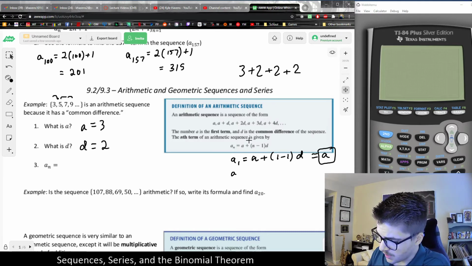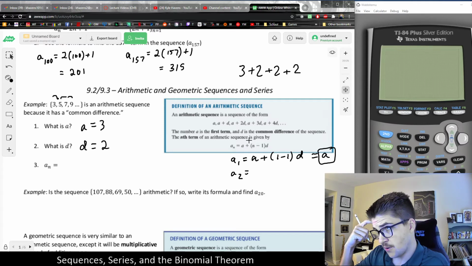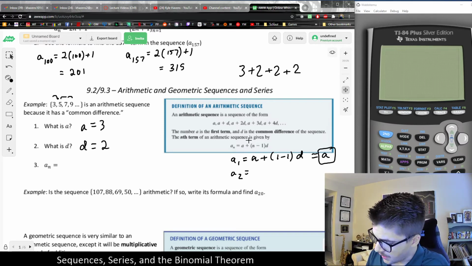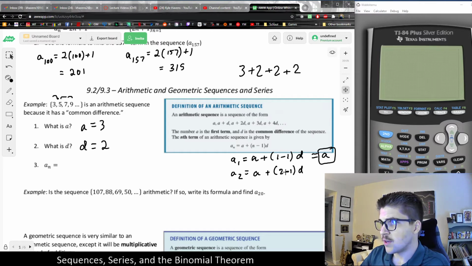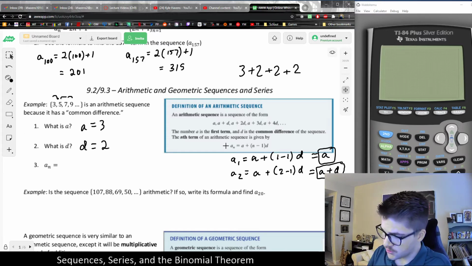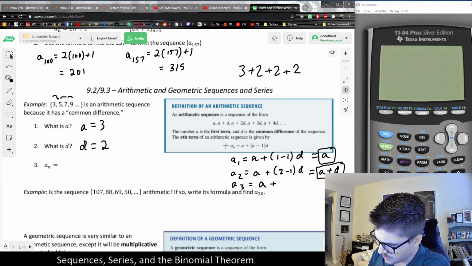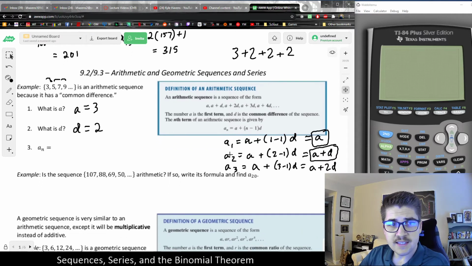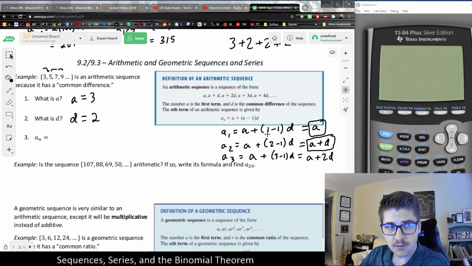And then we could look at what happens if we plug in a sub 2 into that generic formula. Well, I would get a plus (2 minus 1)d, and of course 2 minus 1 is 1, so this would just give me a plus d. And as I said, that's always what we want in the second term. We want to add a common difference. And as we plug in larger and larger n, a sub 3 is equal to a plus (3 minus 1)d, which would be a plus 2d. And as I was saying before, that's exactly what we want in an arithmetic sequence.